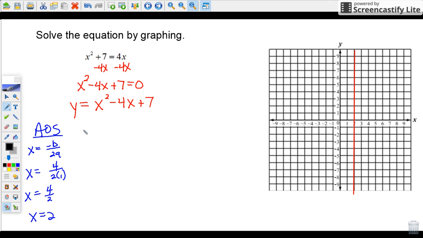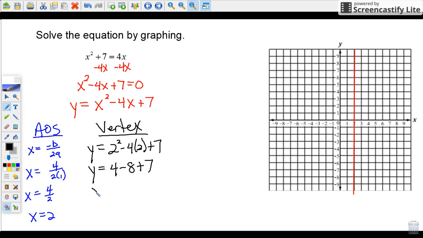Now let's go ahead and find the vertex. y equals 2 squared minus 4 times 2 plus 7. So 2 squared is 4 minus 8 plus 7. 4 minus 8 is negative 4 plus 7, positive 3. So my vertex is at 2, 3. Let's plot that point right there. Now I need my mini table of values.